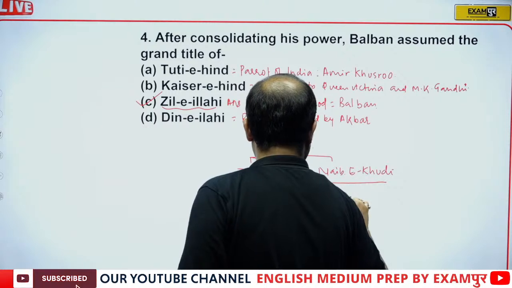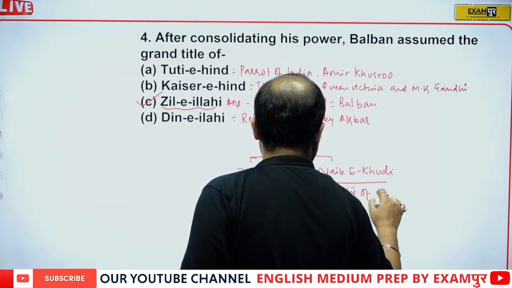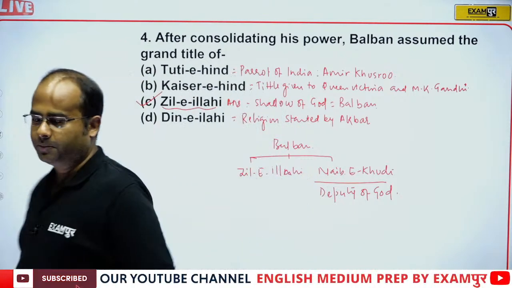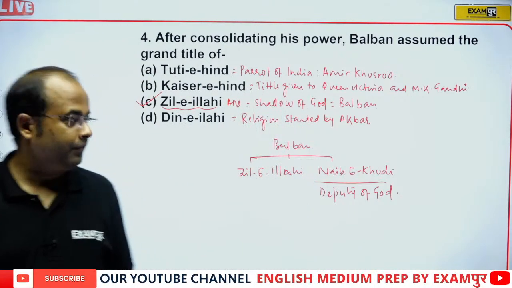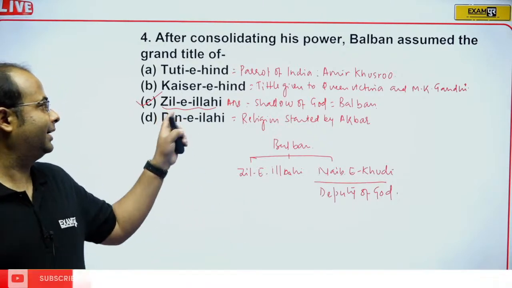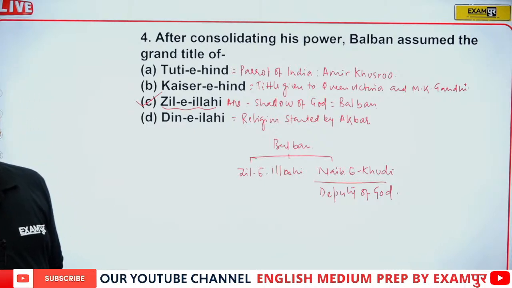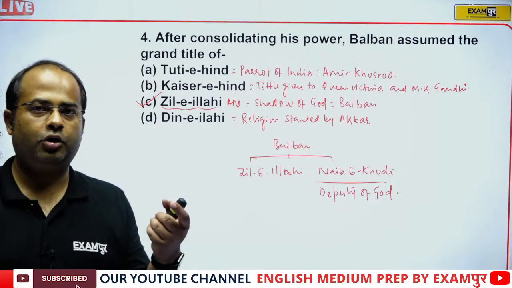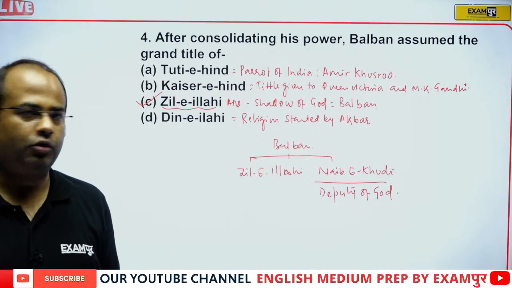Naib-e-Khudai means deputy of God. So he adopted the title of Zille-Ilahi and then he adopted the title of Naib-e-Khudai. Naib-e-Khudai means the deputy of God. Therefore, the correct answer will be, guys, option C, that is Zille-Ilahi. It simply means shadow of God, because Zill means shadow, Ilahi means God.